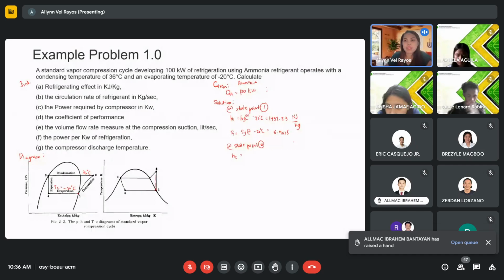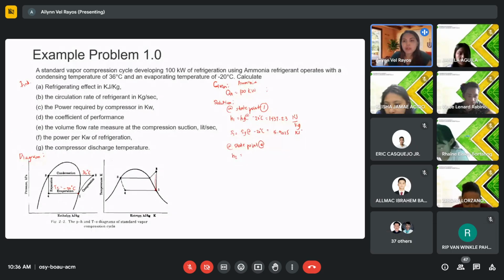So, this is our entropy in kilojoules per kilogram per Kelvin. Therefore, S1 is equal to S2, because we have isentropic compression, adiabatic compression, from state point 1. So again, let's do this.